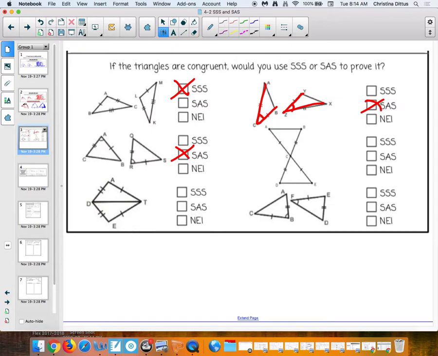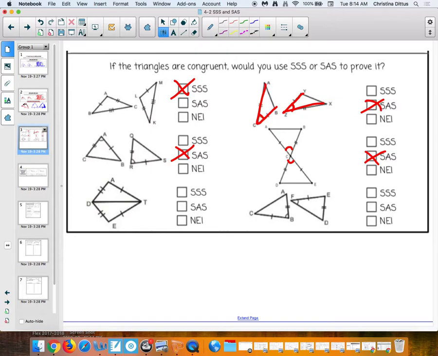Lexi, did you catch that? Callie says that this is a vertical angle. So I would prove this using side, angle, side. Good catch, Callie. And Lynn, you got it too.